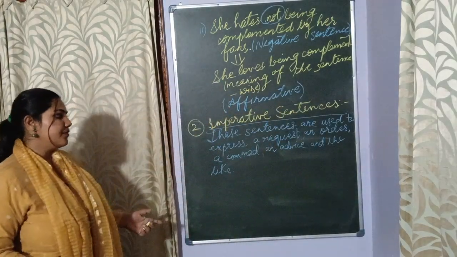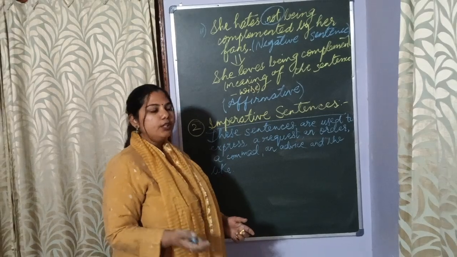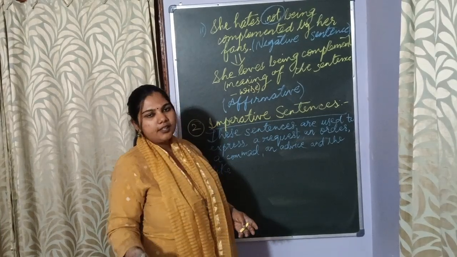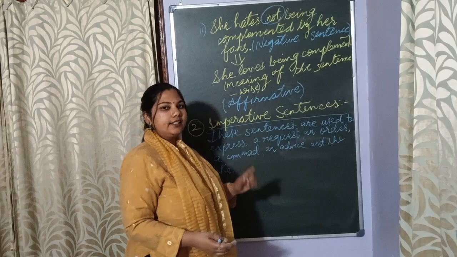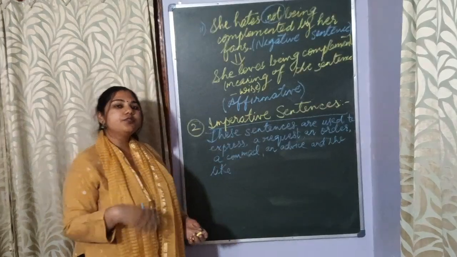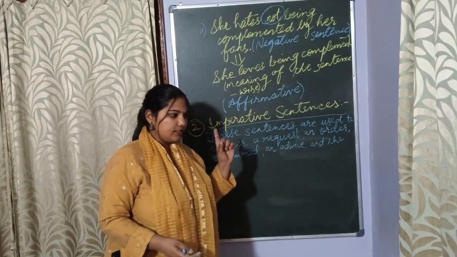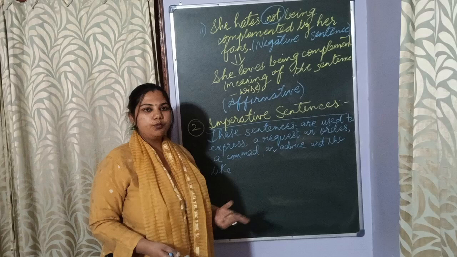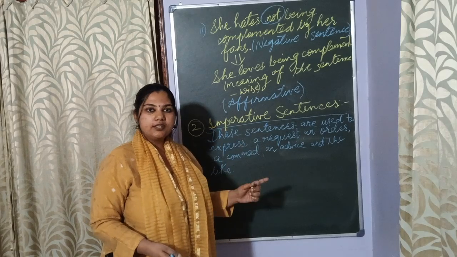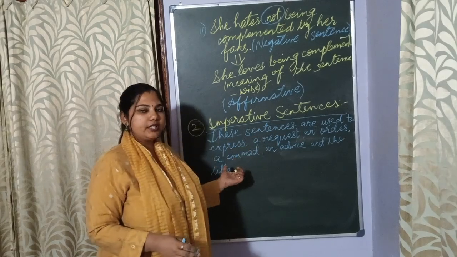So these are imperative sentences. All those sentences which are used to give advice: you should do this, you should not do that, you must study, it's late at night, you should sleep. All kinds of sentences which give you some kind of advice are imperative. All kinds of orders, please sit down, stand up, close the window, shut the curtains, and so on and so forth are your imperative sentences.